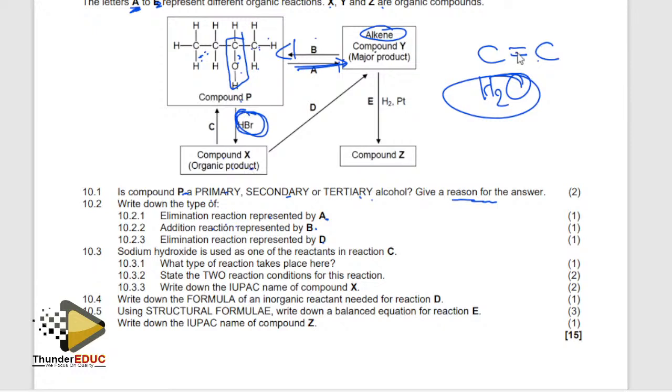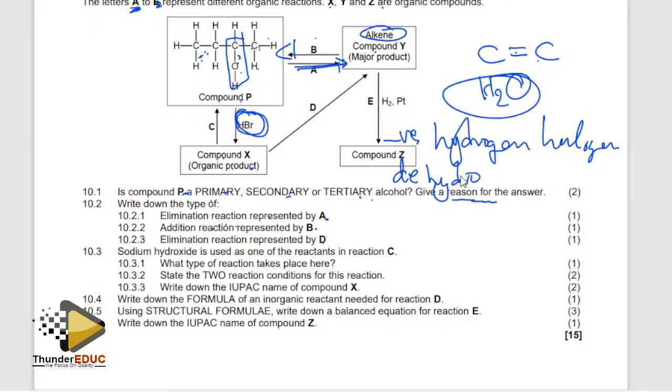So what reaction is that? It is dehydrohalogenation. Dehydrohalogenation, because I'm removing the hydrogen and the halogen. The word "de" and "hydro" means that I'm removing the hydrogen, then the halogen. That's why I'm saying dehydrohalogenation. You understand? So that is the reaction D. You see? It's simple.